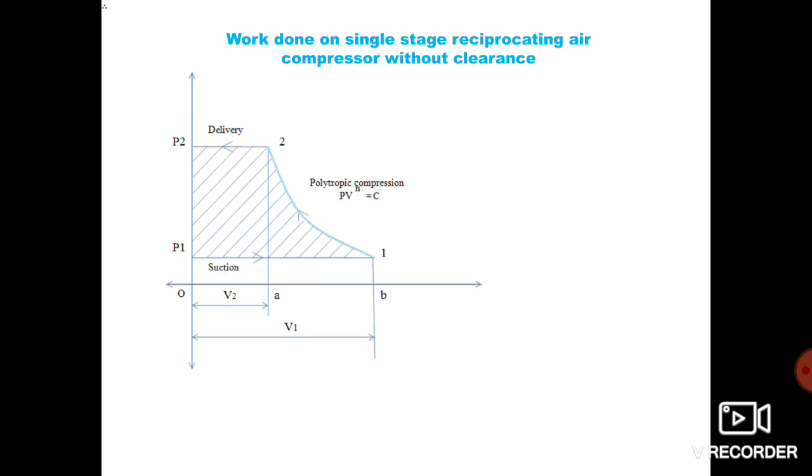This is a PV diagram or the indicator diagram for the single stage reciprocating air compressor. As shown here, we have a single stage single acting reciprocating air compressor. The various processes involved over here are: P1 to 1 is the suction process, 1 to 2 is the compression process according to the law PV^n = constant, and 2 to P2 is the delivery process where the air is delivered to the storage vessel. Let us see the working.